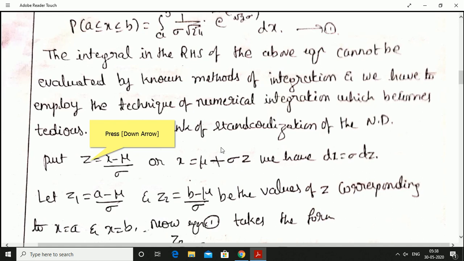This is a standard normal variate with mean is equal to 0 and sigma is equal to 1. Z is equal to x minus mu by sigma with mu equal to 0 and sigma is equal to 1. Then x is equal to z. This normal distribution becomes the standard normal distribution. Normal variate becomes the standard normal variate.